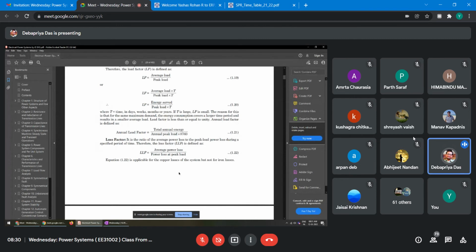If it is proportional to I squared, it means it is proportional to P squared, right? So for loss factor, instead of LF, which we are using for load factor, I use LLF. It is average power loss by peak loss. Later you will know much more.